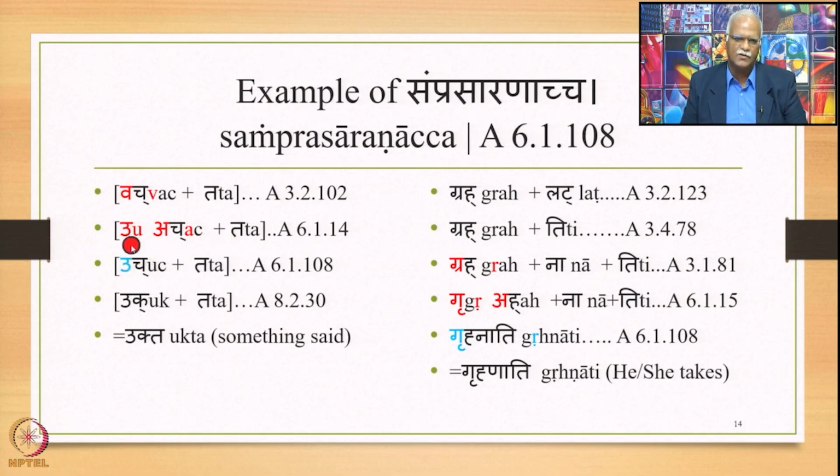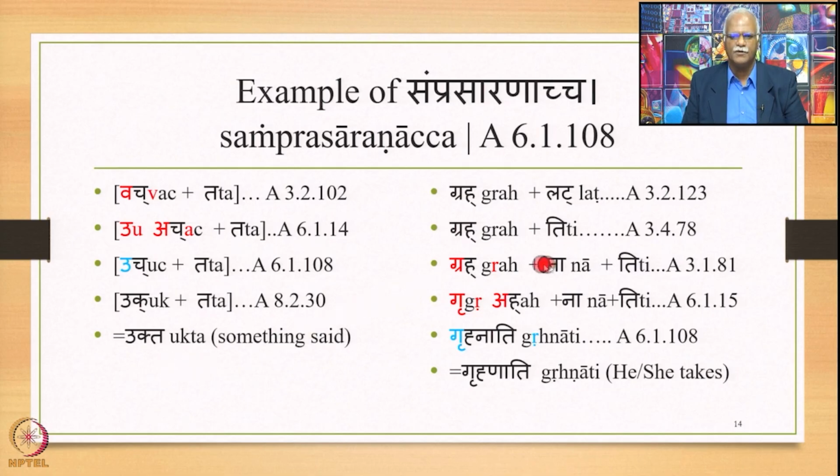Now here is the case where you have u as samprasarana. Immediately after this u comes a vowel. So samprasaranat and achi, and now in place of both of them substitute the purva, that is this samprasarana. So the next step is, by the application of 61108 we get uch plus ta. Then we apply 8230 and substitute this cha by ka, and so we get uk plus ta, ukta, something that is said. That is what is ukta. This is an example of samprasaranach.